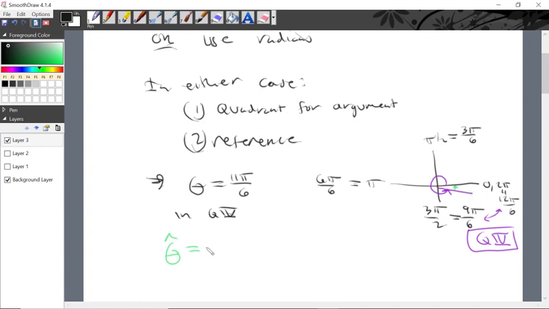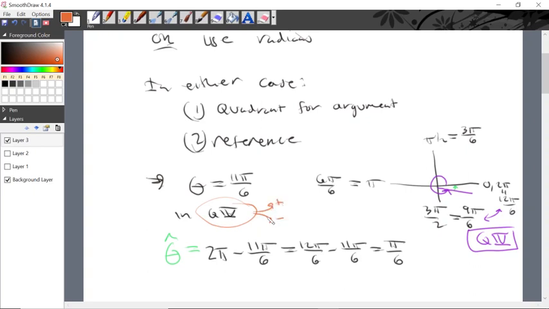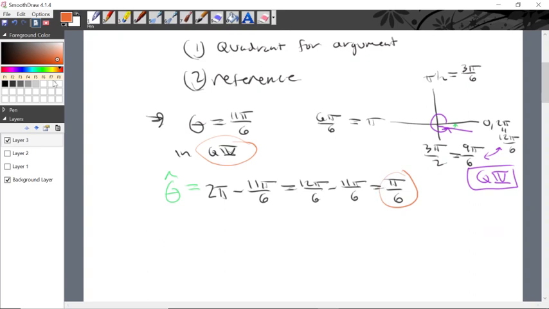Theta hat would be found by subtracting from 2 pi. So 2 pi minus 11 pi over 6, which is 12 pi over 6 minus 11 pi over 6, and that equals pi over 6. So we have the quadrant. It's quadrant 4. That'll tell us whether this is going to be plus or minus. And we have the reference, which is pi over 6.